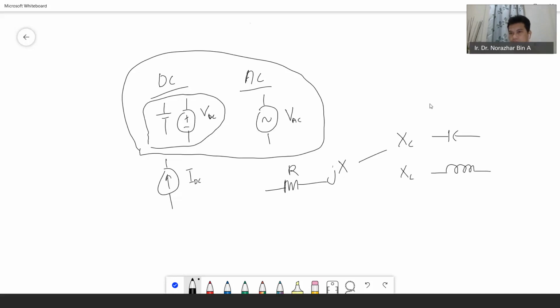So what is the formula for Xc? The formula for Xc is Xc equal to 1 over J omega C, right? So what is omega? Omega here is 2 pi f, where f refers to the frequency. Normally in Malaysia we are using 50 hertz. In some countries, some of them use 60 hertz, so it depends on the country. But in our situation, if it's not mentioned, then we are going to refer to the frequency as 50 hertz.